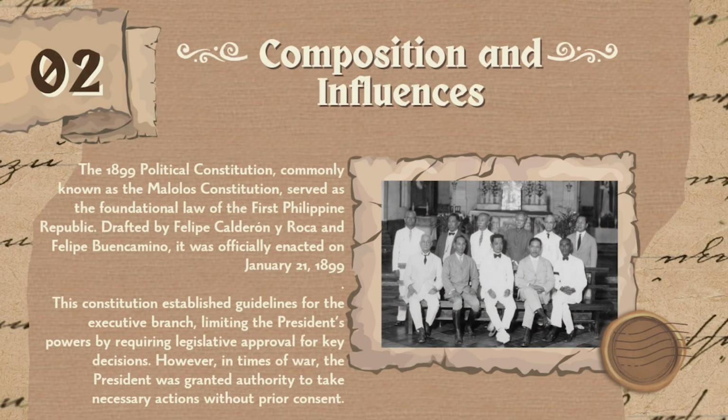The 1899 Political Constitution, commonly known as the Malolos Constitution, served as the foundational law of the First Philippine Republic, drafted by Felipe Calderon y Roca and Felipe Boncamino. It was officially enacted on January 21, 1899. This constitution established guidelines for the executive branch, limiting the president's power by requiring legislative approval for key decisions. However, in times of war, the president was granted authority to take necessary actions without prior consent.